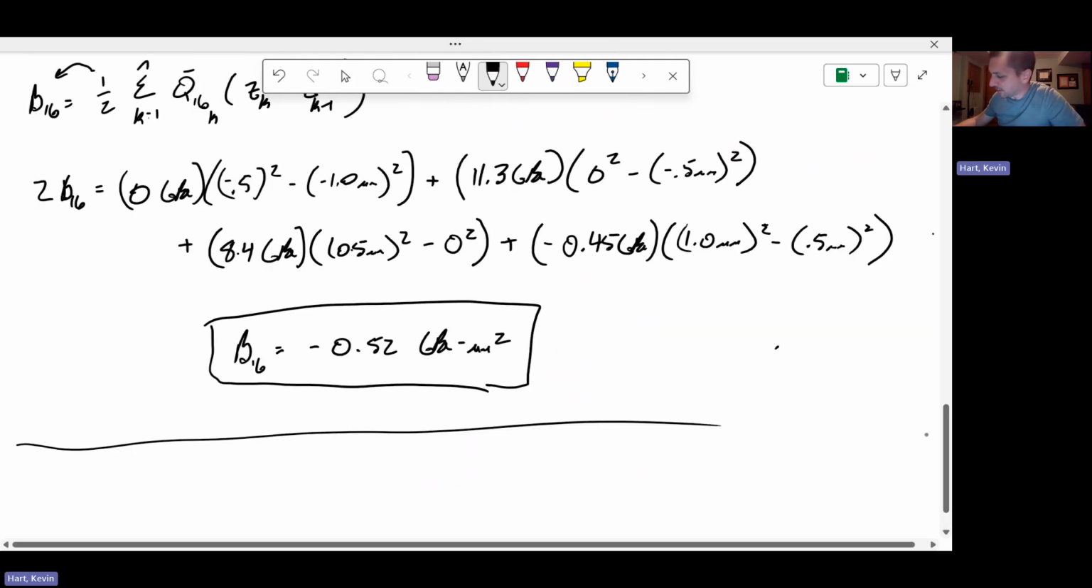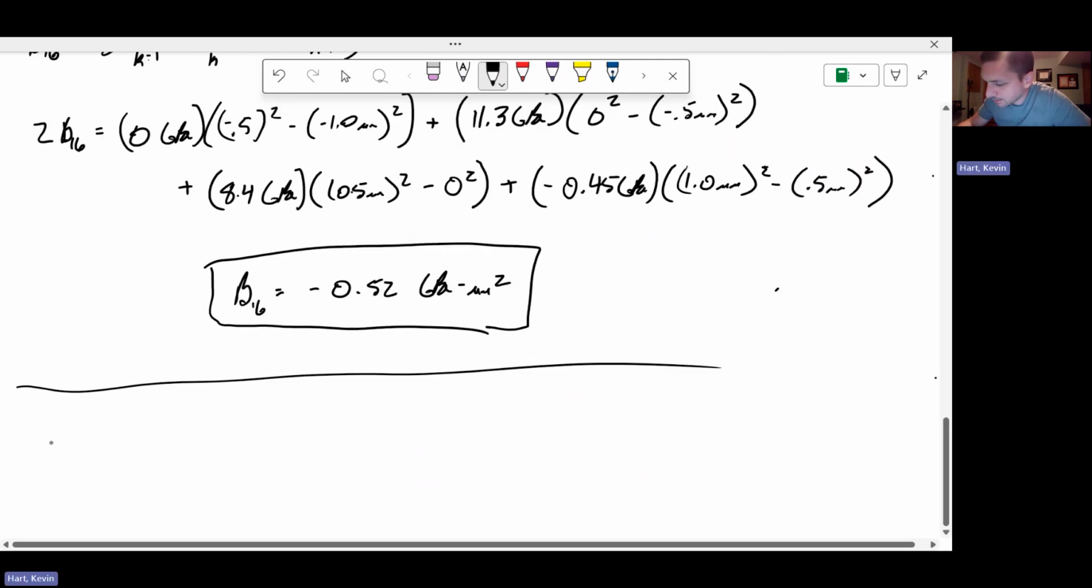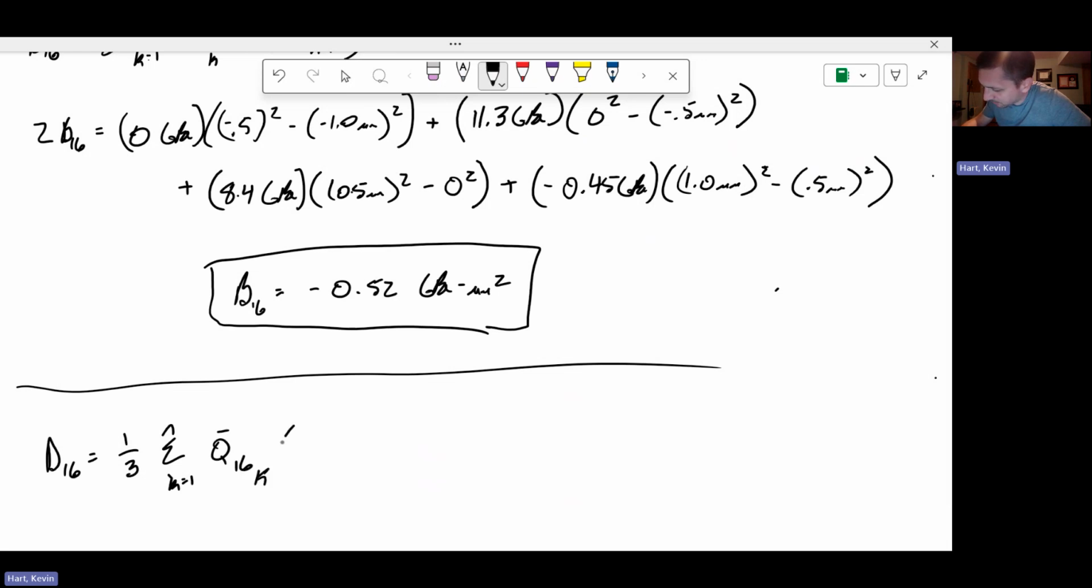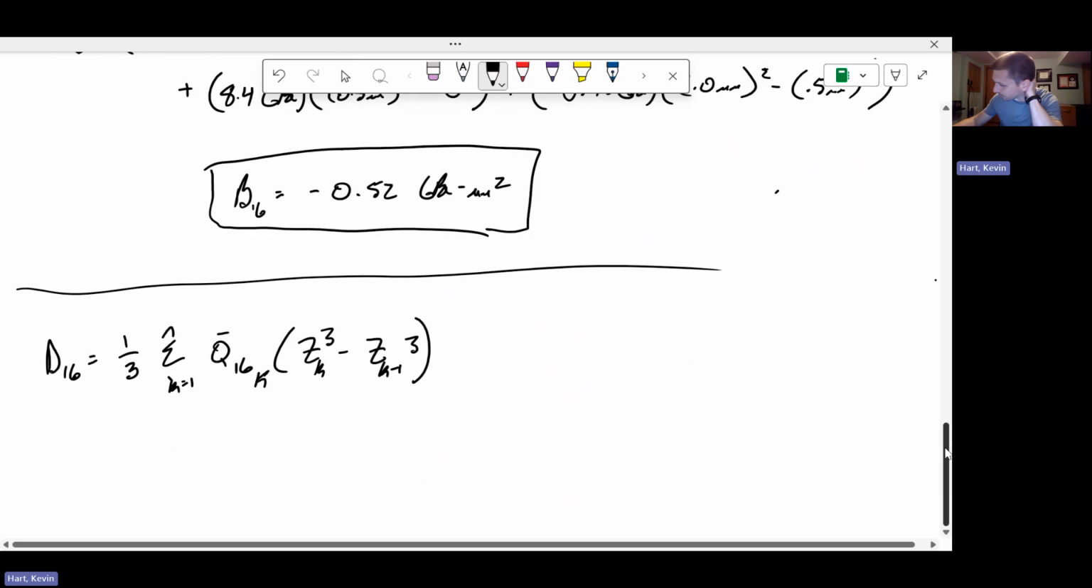Let's look at the D matrix. Generally, the definition of D16 is now 1/3 summation k equals 1 to n of Q bar 16 of layer k, multiplied now by zk cubed minus zk minus 1 cubed. General calculation. Okay, so we've got 4 layers to work through again. Again, I'm going to bring the 3 to the other side, so we'll have 3 D16.